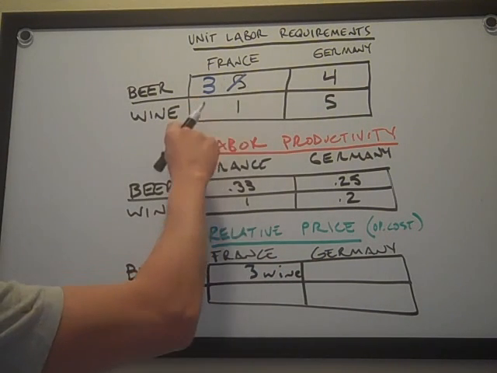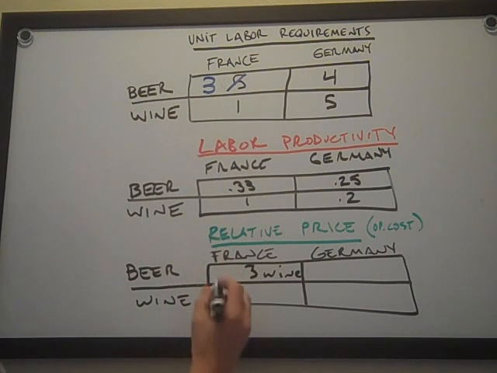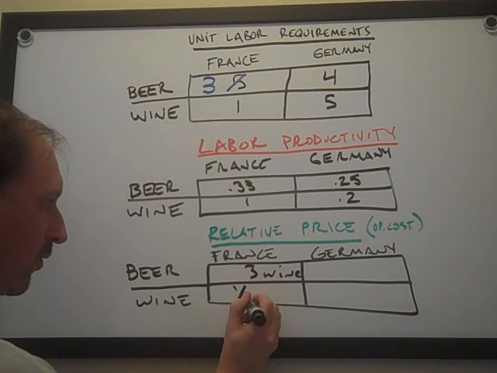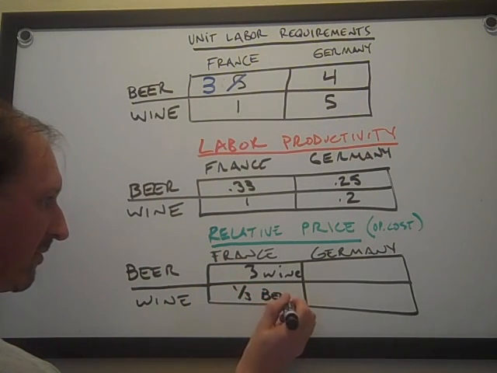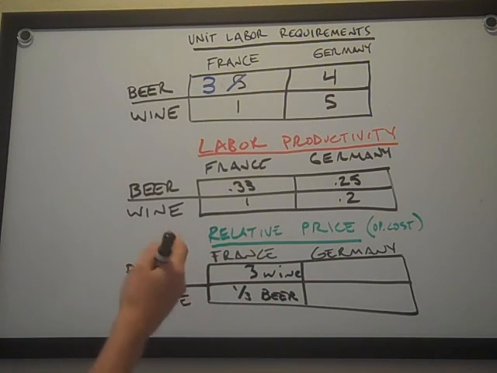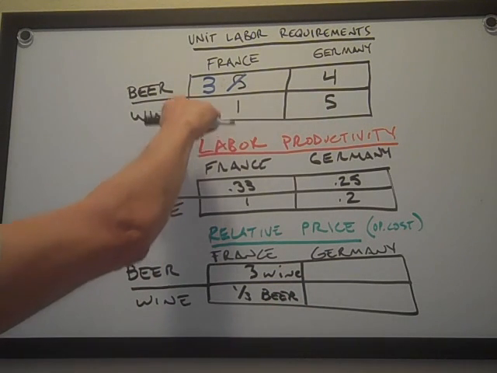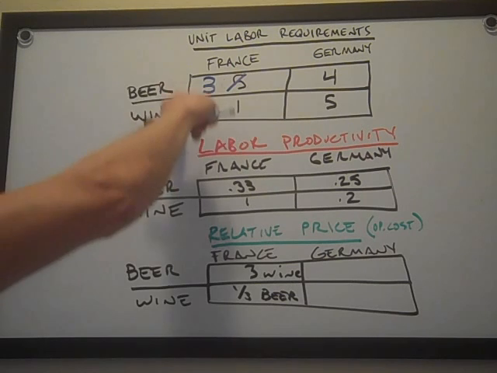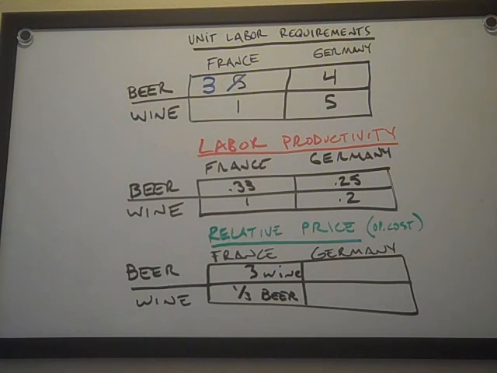Or, if you make a unit of wine, how much beer are you going to give up? Well, that would have been 1/3 of a unit of beer. Right? So they could have, if they have 1 hour and they made a unit of wine, well, they could have made 1/3 unit of beer in that same time.